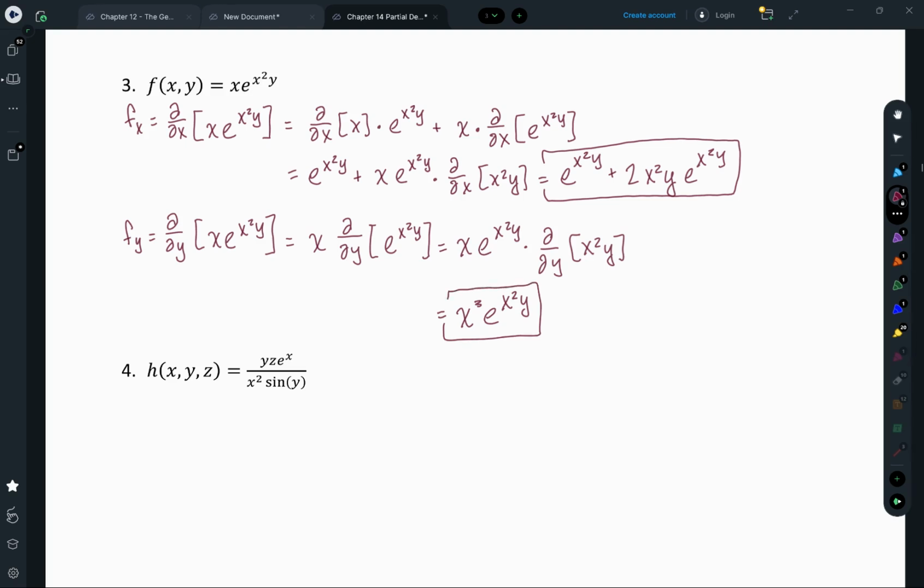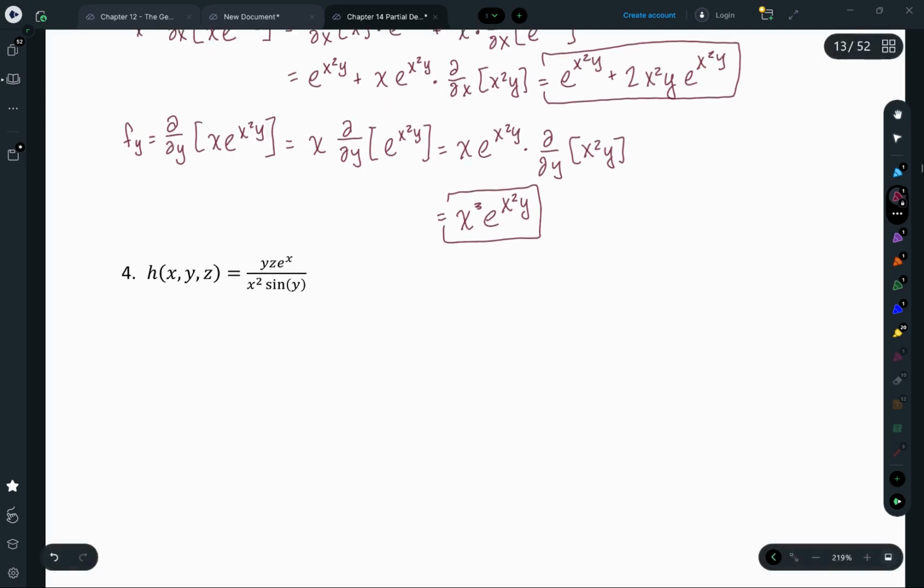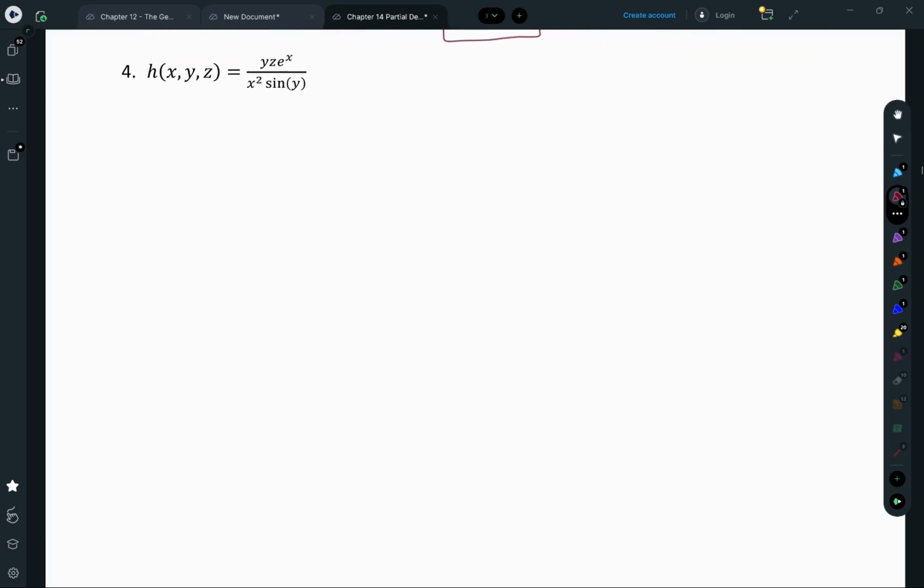Okay, so that's one with two variables where we have to deal with a product rule for one of the derivatives. Now we're going to look at a function that has 3 variables in it, and we're looking at h of x, y, z is equal to yz e to the x all over x squared sine of y. Now here I need to find 3 first partials, h sub x, h sub y, and h sub z.